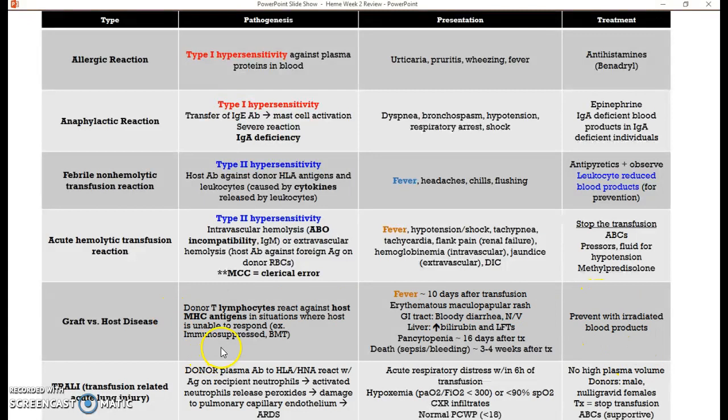TRALI, basically, you get ARDS from a transfusion. It's caused by a donor antibody that reacts with neutrophils and causes damage to the pulmonary endothelium. So basically, you get bilateral infiltrates and a very low PaO2 to FiO2 ratio, the PF ratio. That's the definition of ARDS.